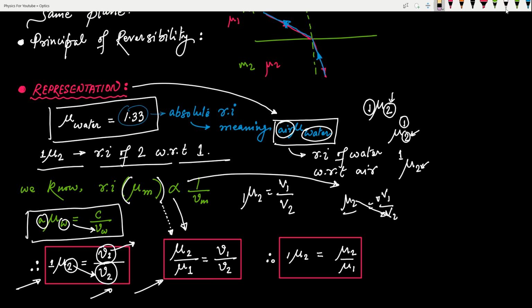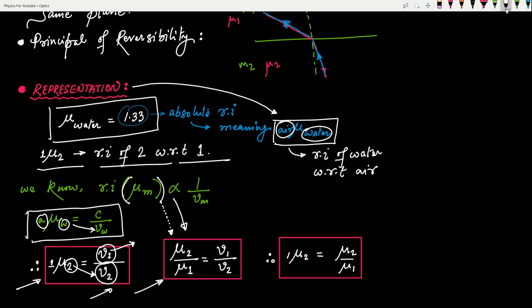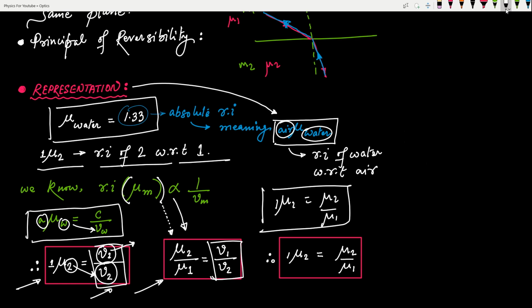Now from these two boxes, we see v1 by v2 is mu 2 1, and again v1 by v2 is mu2 by mu1. Therefore if we compare these first two boxes, then we can say that mu 2 1 is equal to mu2 by mu1. Very important. Okay, this is our third box. So mu 2 1 is equal to mu2 by mu1.